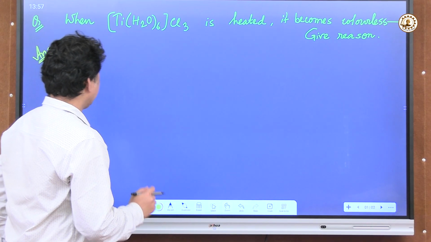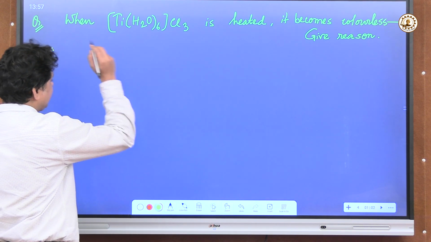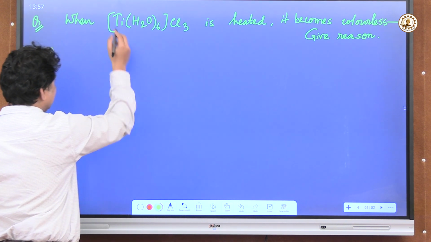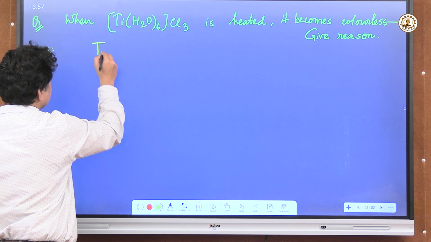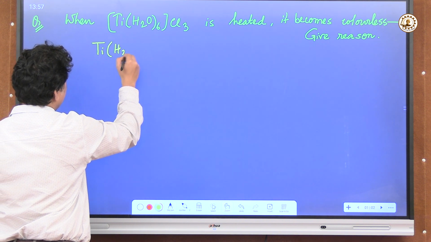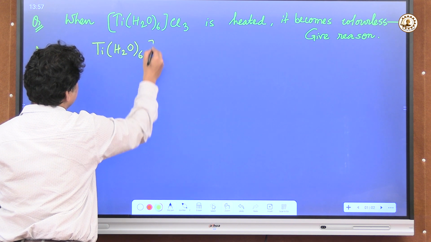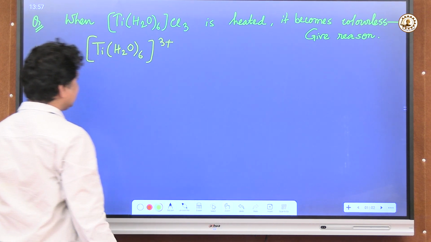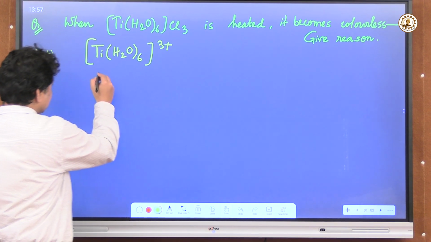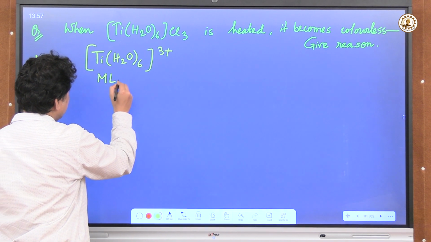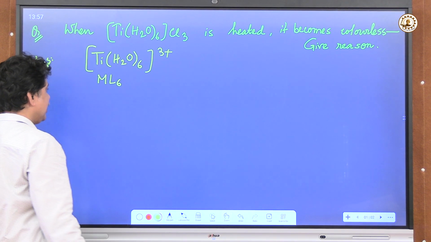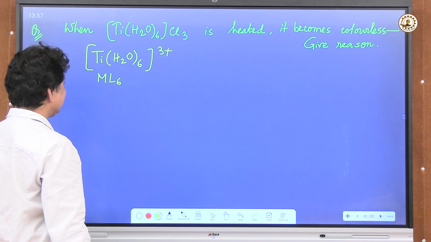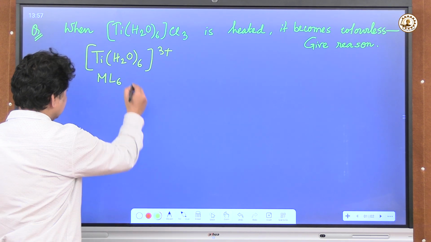So before starting the question we need to understand what type of complex this is. Basically this complex is made up of the complex ion [Ti(H2O)6]3+, and it is an ML6 type of complex, one central metal bonded to 6 ligands, hence it is octahedral.